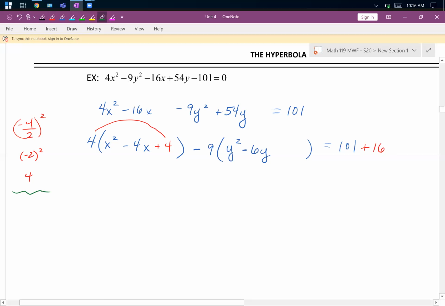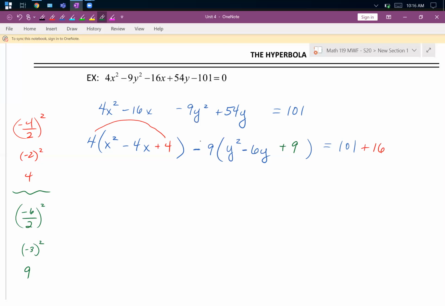And now for the y, negative 6 divided by 2 squared is negative 3 squared, which is 9. So we'll add in our 9. What are we adding to the other side? 81.